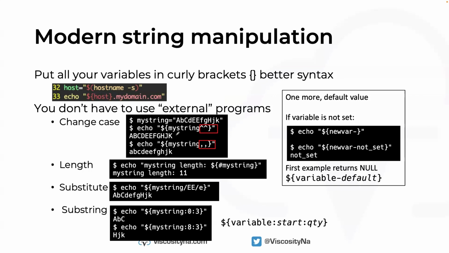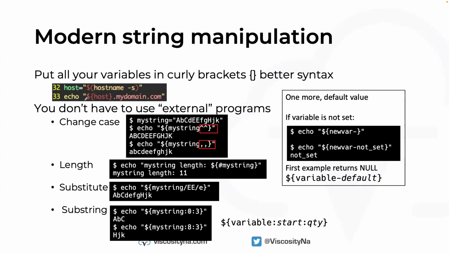You can do modern string manipulation with the bash shell. A lot of times we need variables to change case or get to a part of the variable. If you think of the length of a variable, or I need to substitute or take a substring of a variable, you can do all that with the bash shell. You don't have to call another item, right?